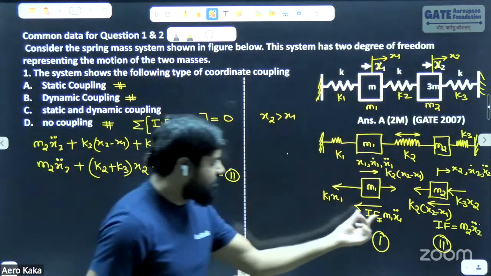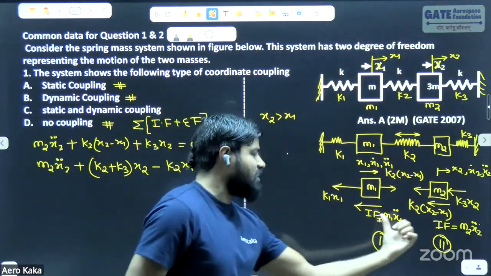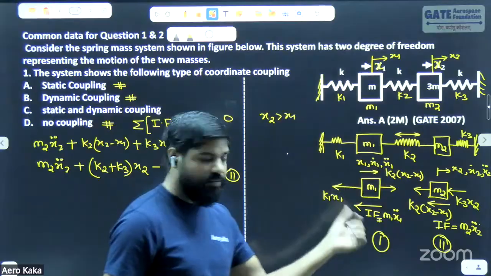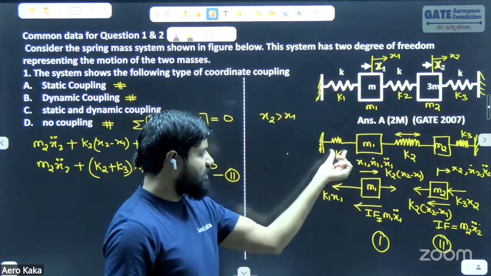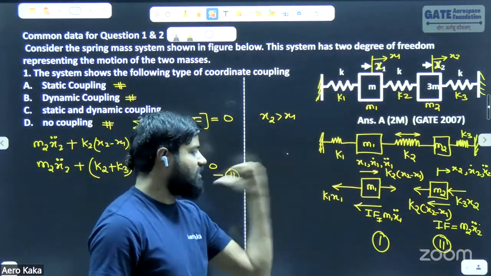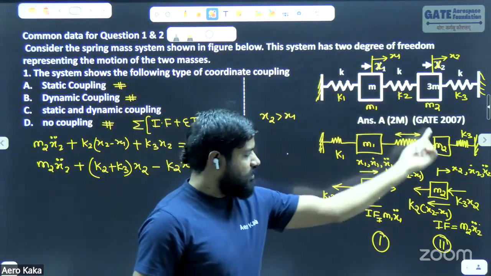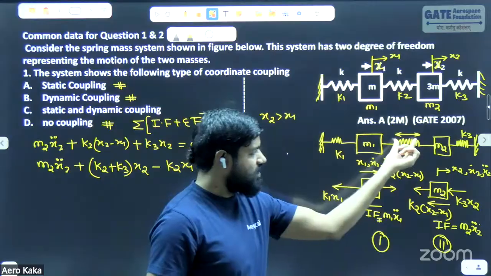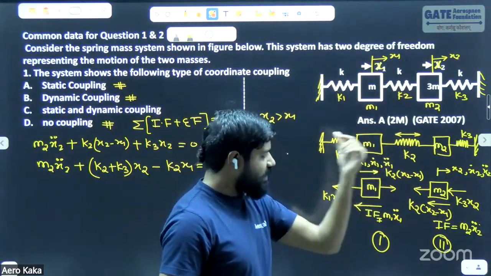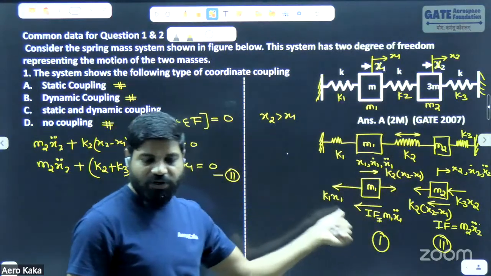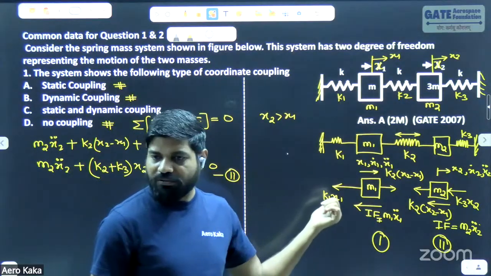Similarly, we can write for the first mass. Look carefully. In this case, the inertia force is acting in this direction. The spring force in the first spring is acting in the direction of the inertia force. But look here, the spring force induced in the second spring is in the opposite direction of the inertia force and external force.